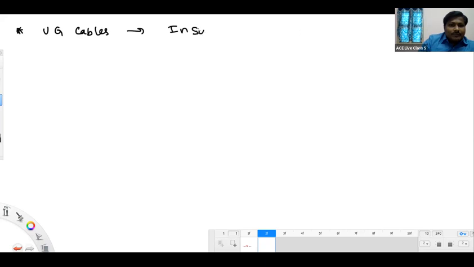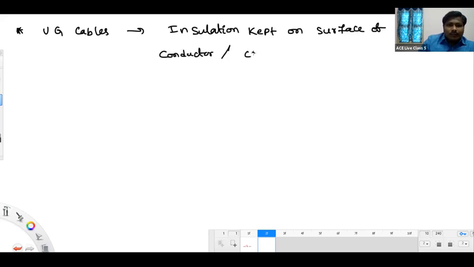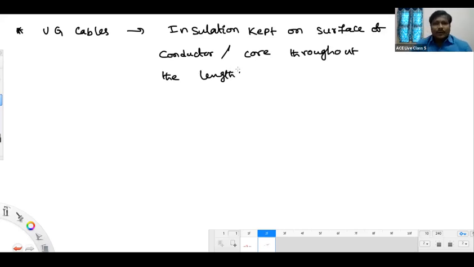Insulation kept on the surface of the conductor, or you can say core, anything. Conductor or core throughout the length, we are going to keep that insulation on the surface of the conductor. That's one thing.